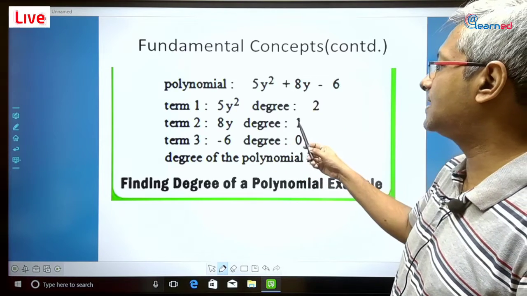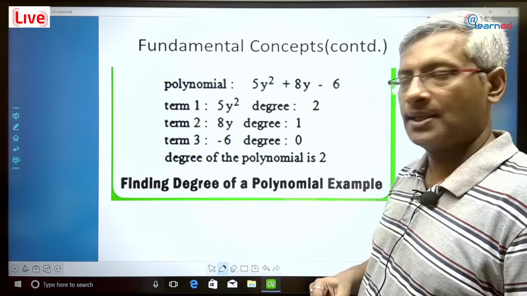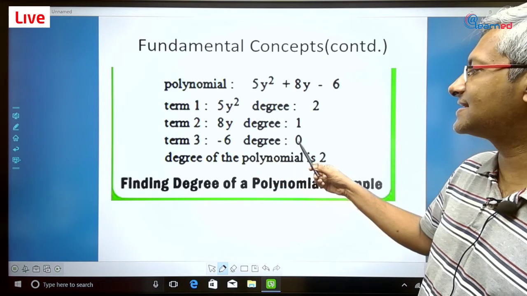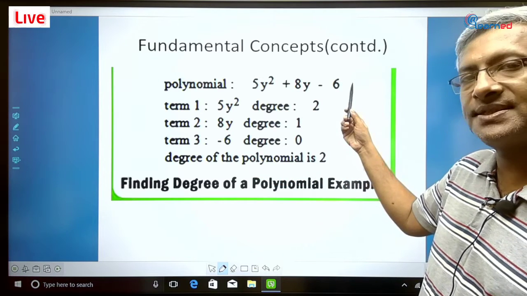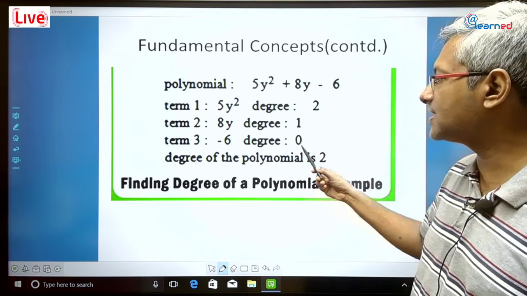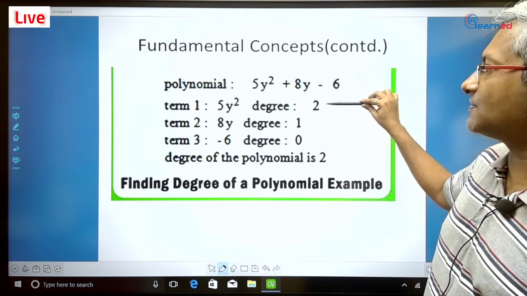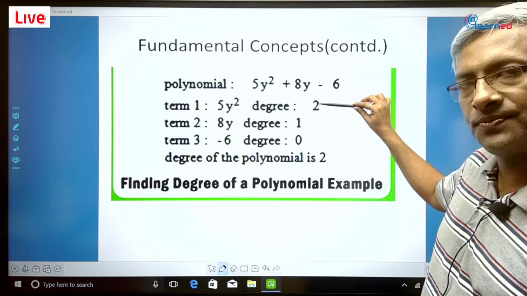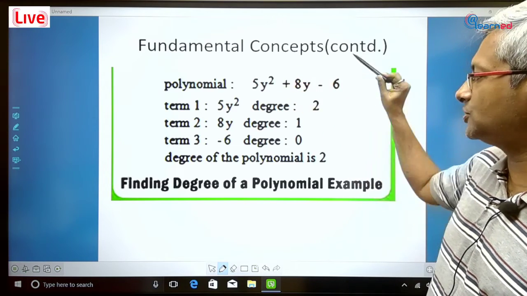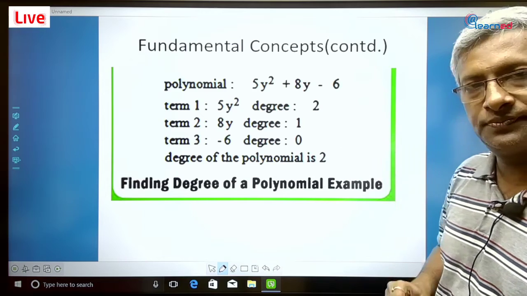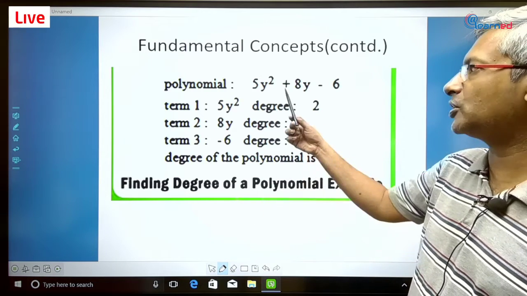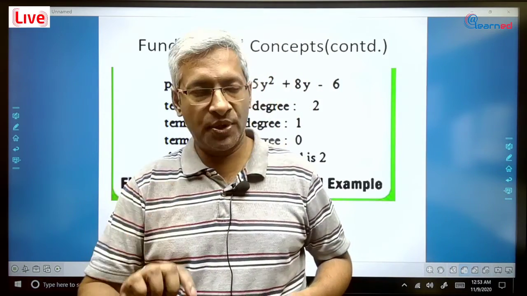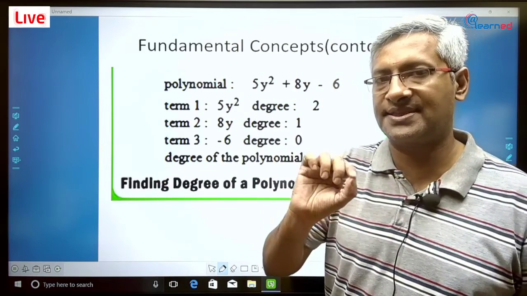In this term, the degree is 1, the power is 1. So this is 1. In the term 3, we have y as degree 0, because this is minus 6 into y to the power 0, right? So the degree is 0. So there are 3 degrees over here: 2, 1 and 0. And what is the highest value? 2. So the degree of this polynomial is nothing but 2. So this is how you find the degree of a polynomial. You look at the expression and find out which is the highest power to which that variable is raised.